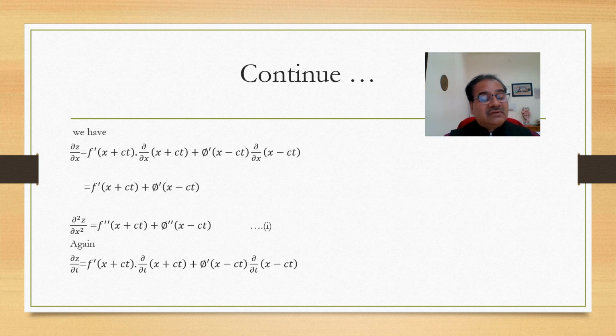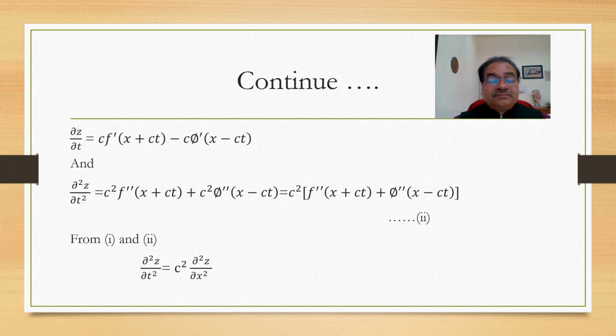Similarly, you will get the second order derivative as the second derivative, and del z over del t you can find out like this. And then for del 2z over del t square, you will get c square f double dash of x plus ct plus c square phi double dash of x minus ct. You can check at your own level, c square f double dash. And then of course this is the same. You can look at the previous one. Then you can write del 2z over del t square, which is from here, this is nothing but c square del 2z over del x square. So this is a beautiful result in such a situation.